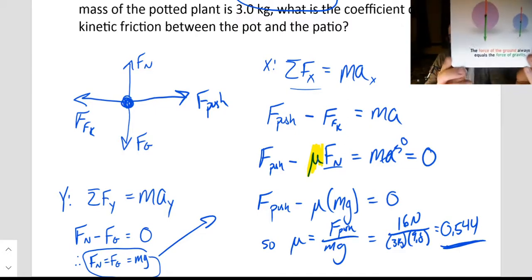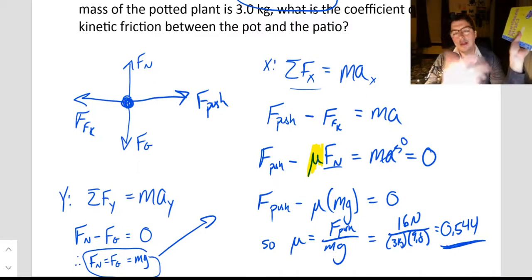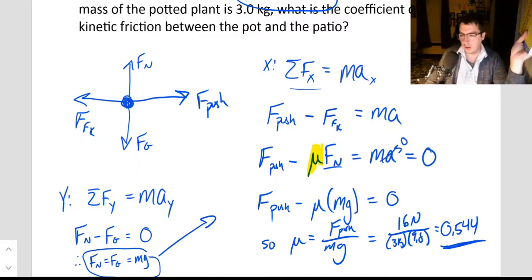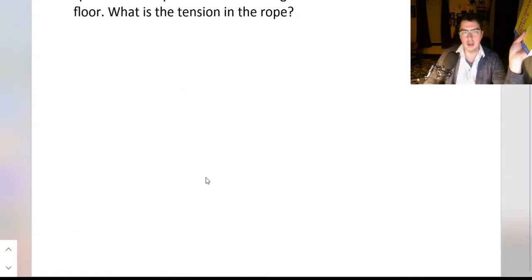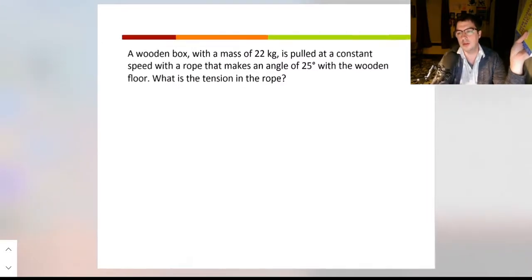The force of the ground always equals the force of gravity. Let's see how easy it is to blow that out of the water. Let's assume that we have the following scenario. Let me not minimize this, but shrink this so you can see it.